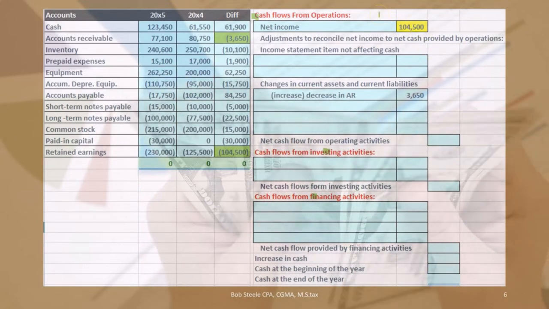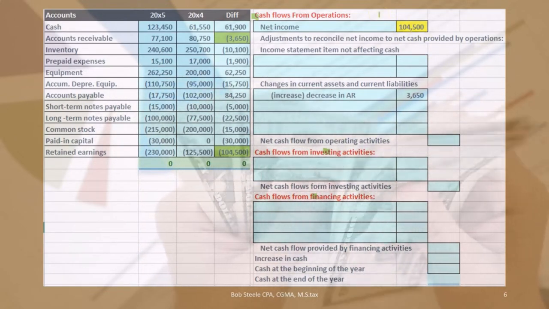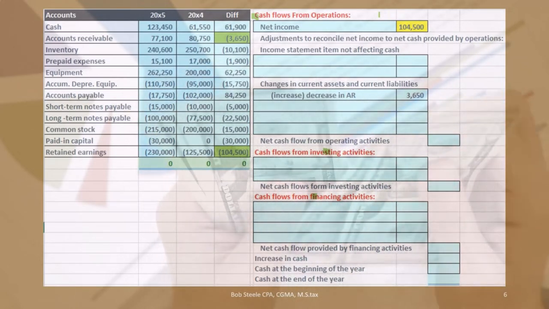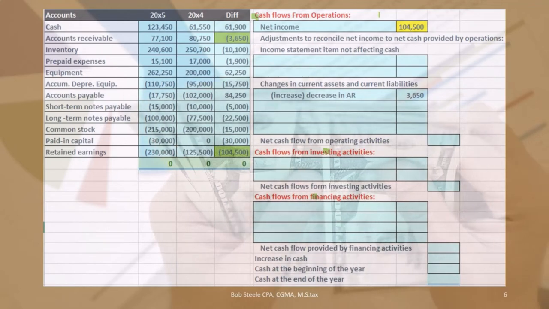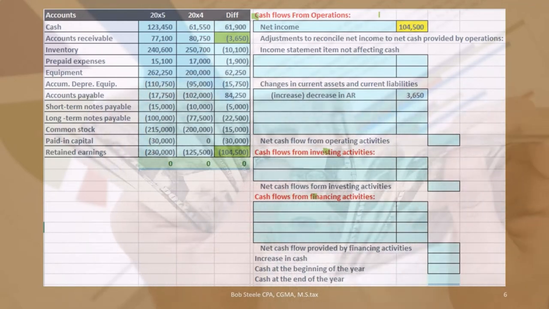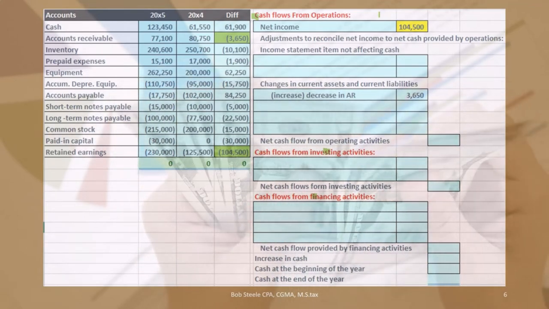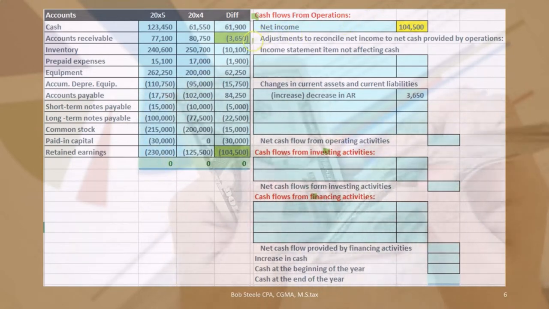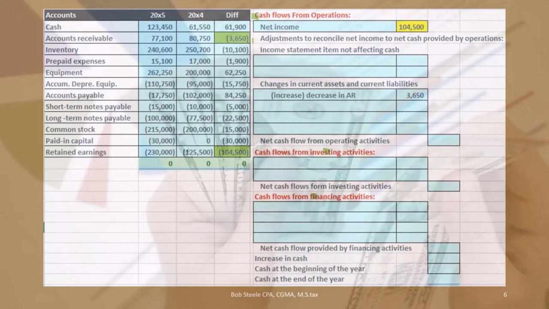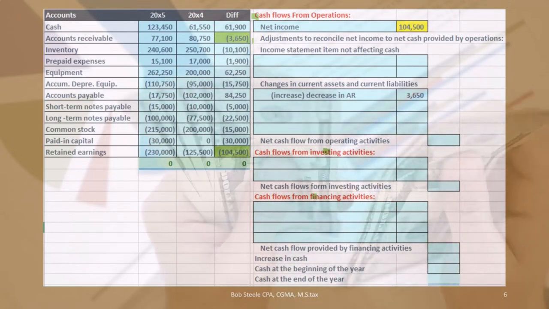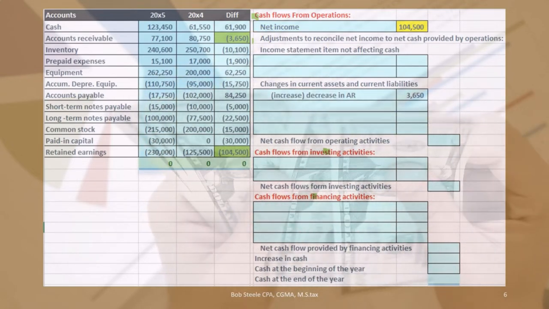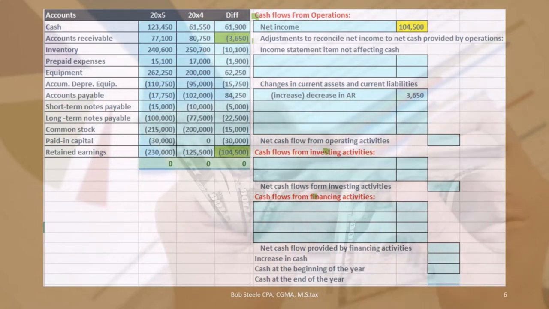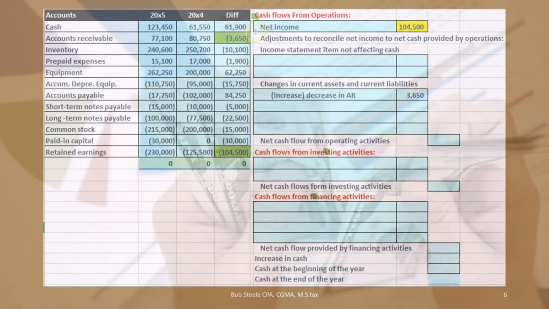Well, that means it must be operating, because the operating activity has to do with us changing the income statement from an accrual basis to a cash basis. So we're backing into the income portion by looking at the change in the balance sheet accounts, and the change in the income statement account related to accounts receivable is income revenue, which is an income statement account. Therefore, it must be going in the cash flow from operations.